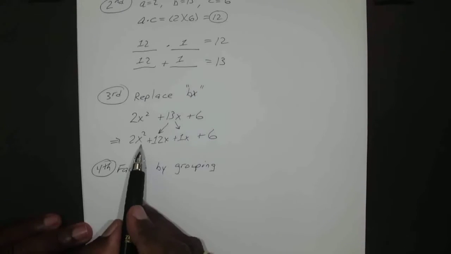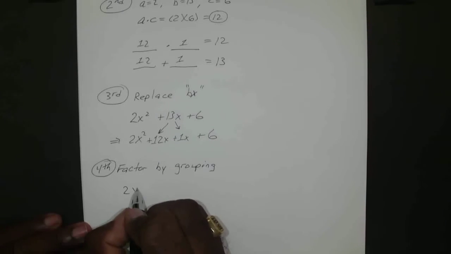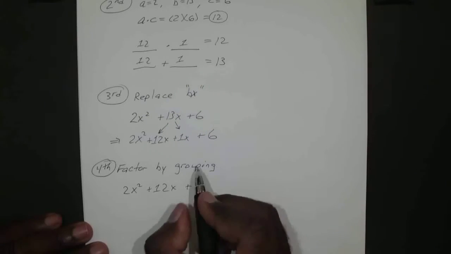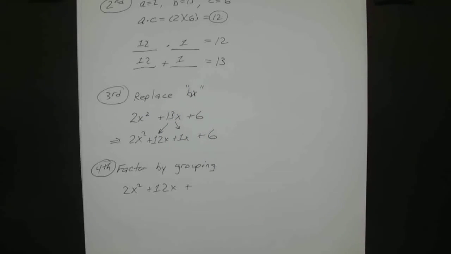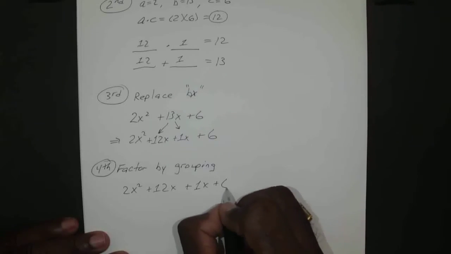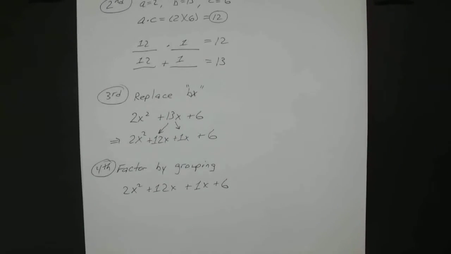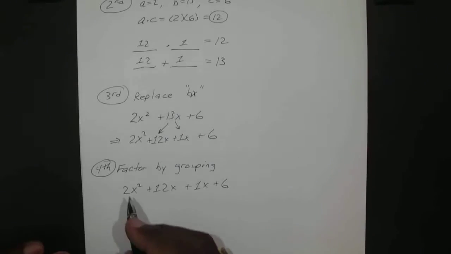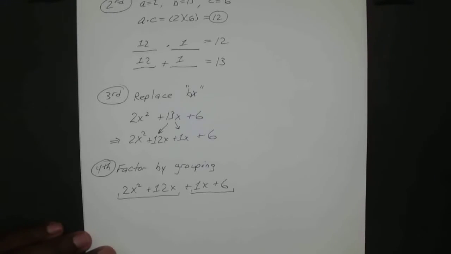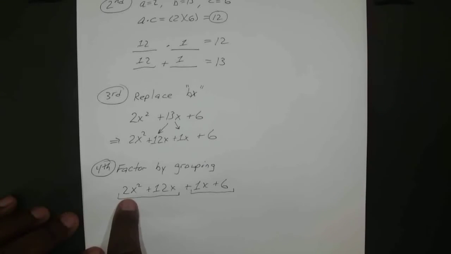Okay, so that means we have to get our 2x squared plus 12x. You can put plus x or 1x. It kind of depends on what you're comfortable with. Plus 6. Okay, so we know the first step in factoring by grouping is you have to break it down to two smaller groups, and then find the greatest common factor of those two groups.